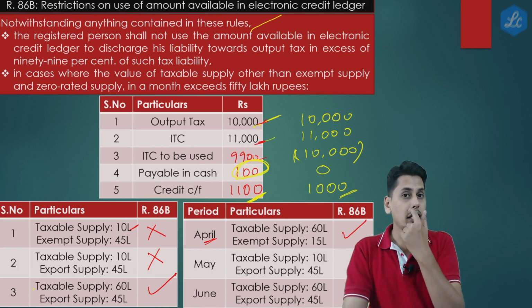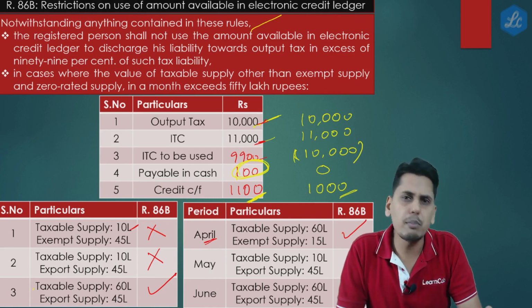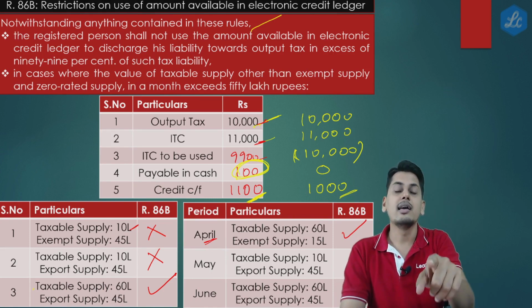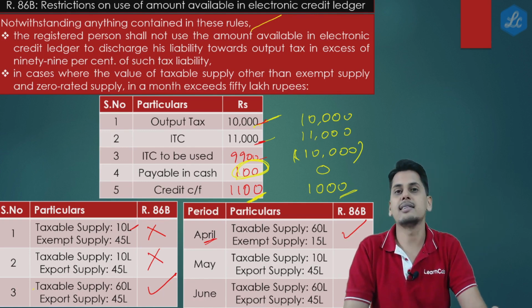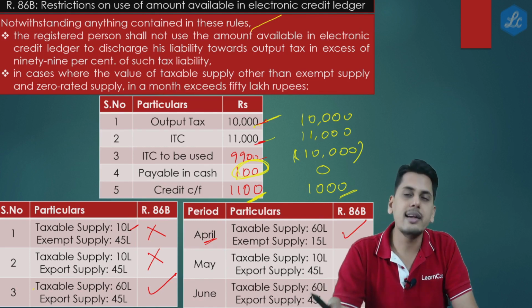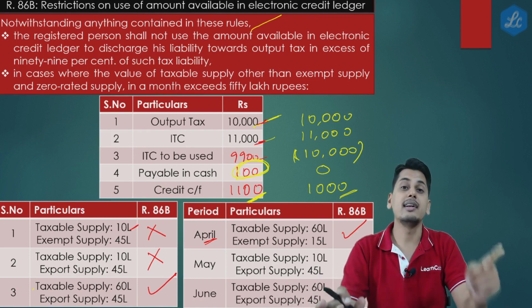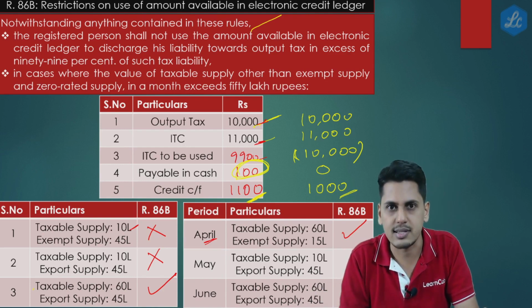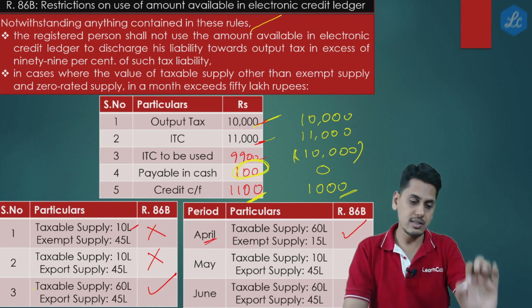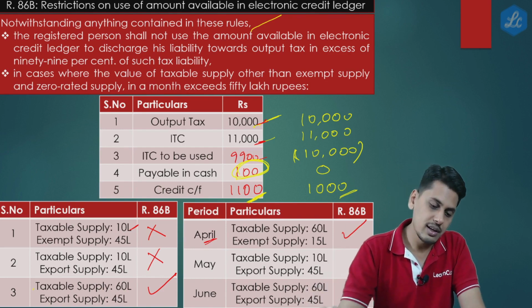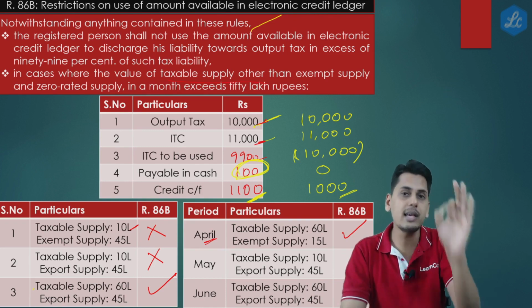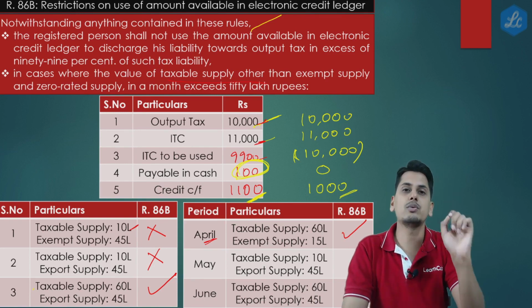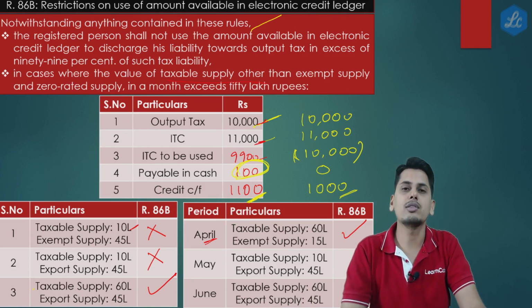Now friends, please tell me, if 86B is applicable for one particular month of a financial year, does it mean that 86B would apply for all the subsequent tax periods also? The answer is no. Friends, as regards the 86B's applicability, it needs to be checked on a month-on-month basis. For the month of April, please concentrate here. It is being mentioned that in cases where the value of taxable supply other than exempt supply and zero rated supply in a month exceeds 50 lakh rupees. So the applicability of rule 86B needs to be checked on a month-on-month basis.